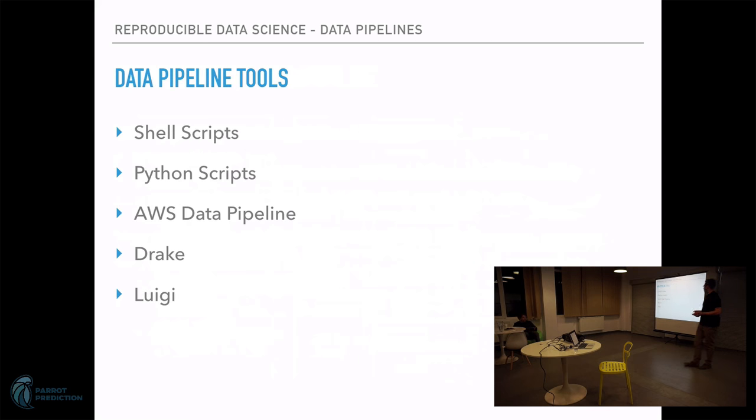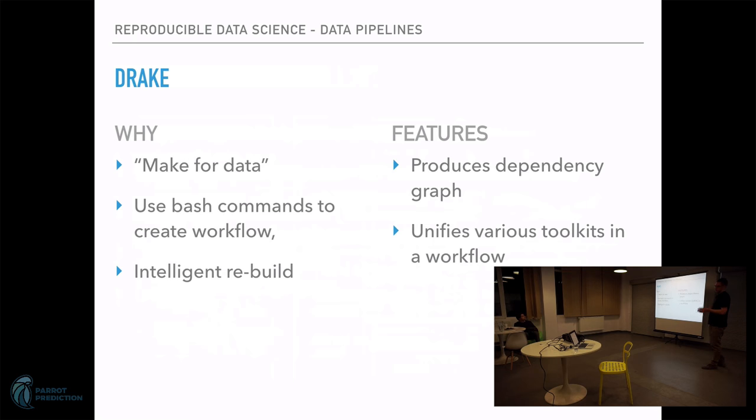You have probably used data pipelines written on your own, for example, shell and Python scripts. There is a tool called AWS Data Pipeline for managing data pipelines created within the Amazon architecture. And there are two tools called Drake and Luigi. I want to talk about the latter ones because you probably know the previous ones.